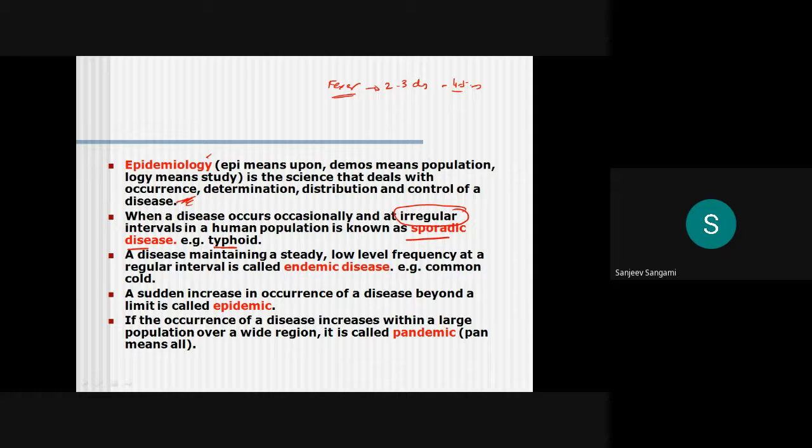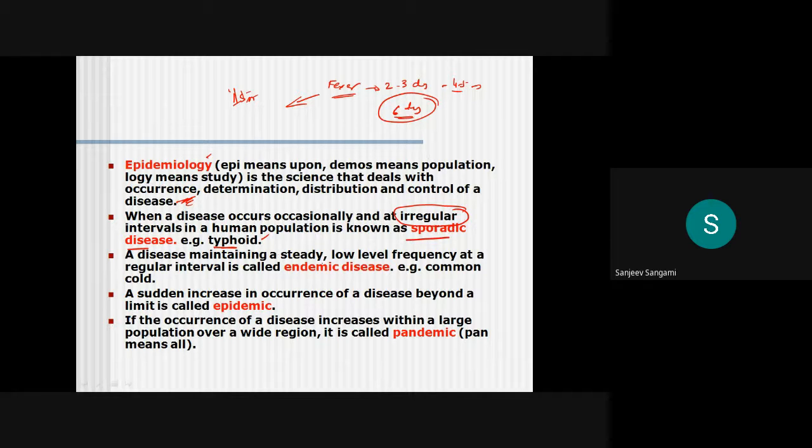For example, after 4-5 days it won't be there, then again it will come back for 6 days, and it may last longer, about 15 days, or it may be there for 1 month. Then normally they go for a blood test, and then they come to know that it is typhoid. That disease we can call a sporadic disease.